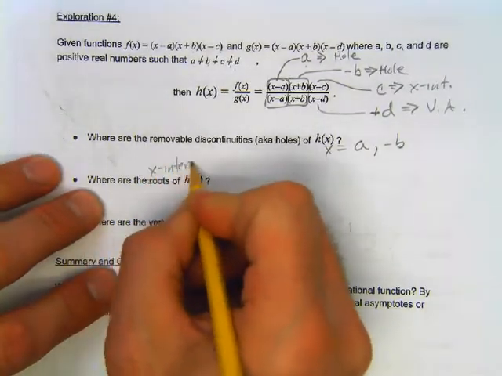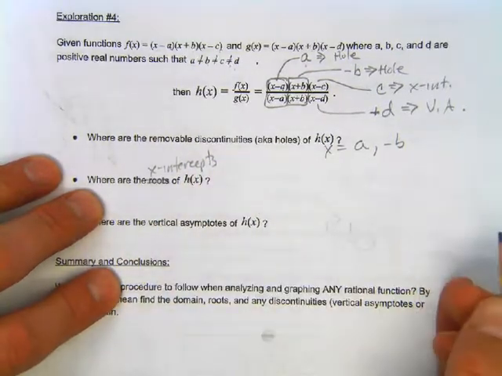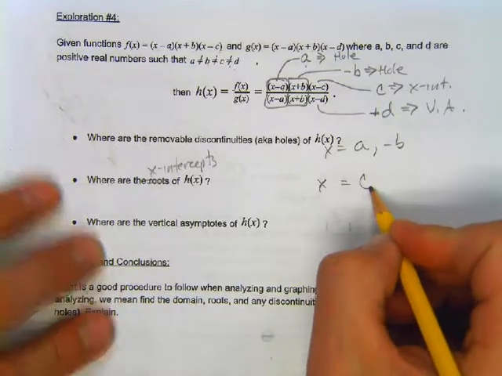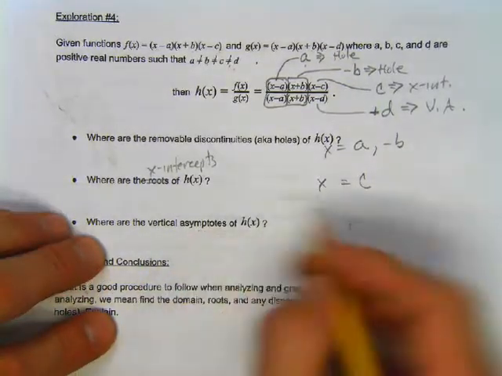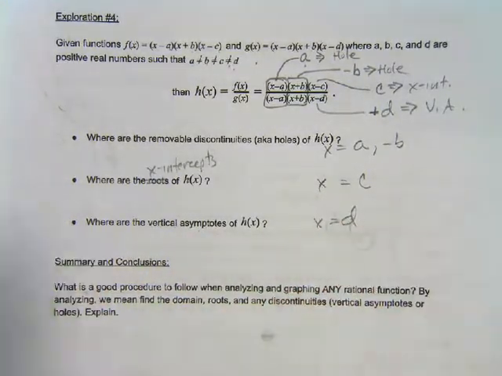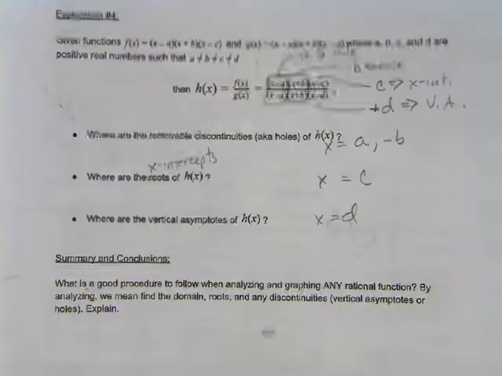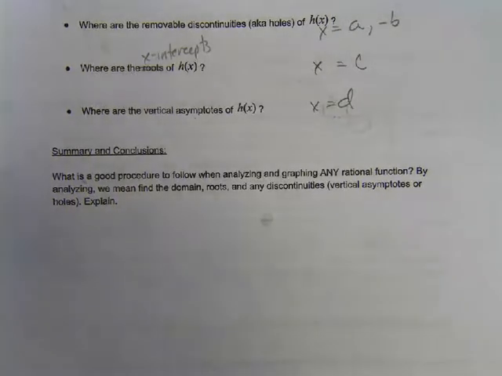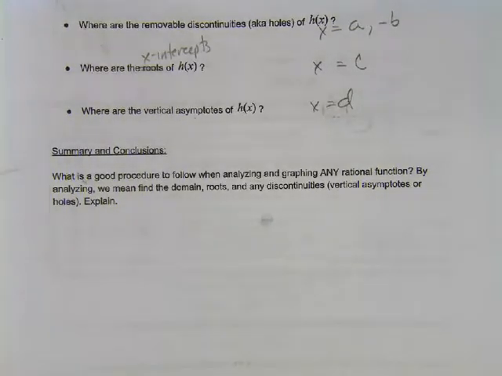Okay, so where are the removable discontinuities? At x equals a and negative b. Now this says where are the roots. This really should say x-intercepts. Where are the x-intercepts? At x equals c. And where are the vertical asymptotes? X equals d. Nice. All right.